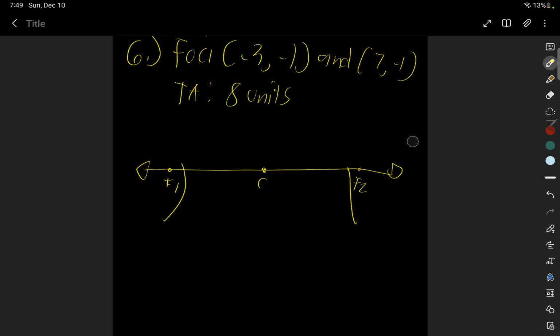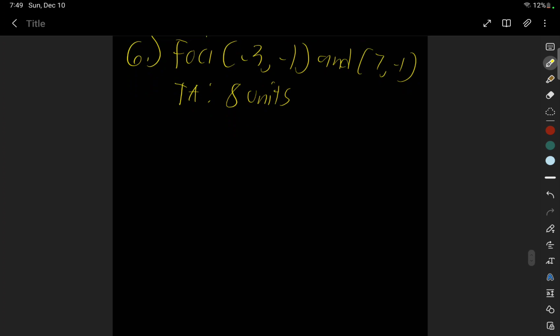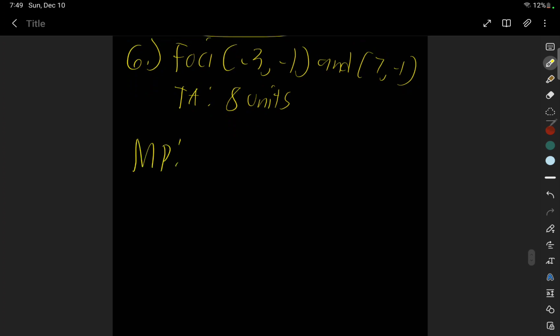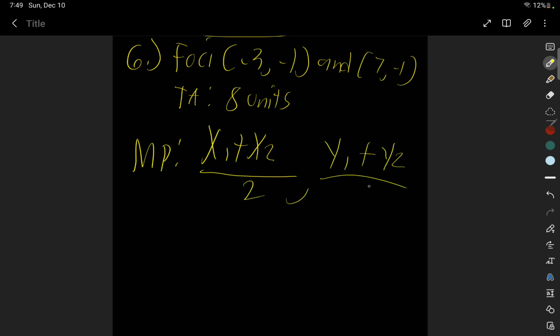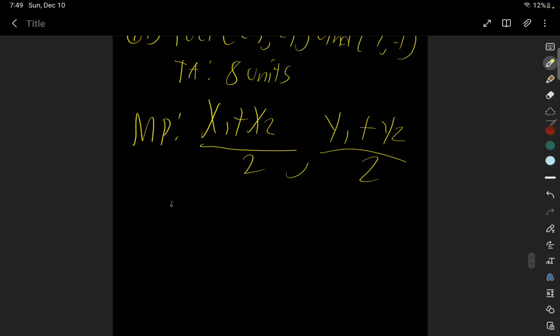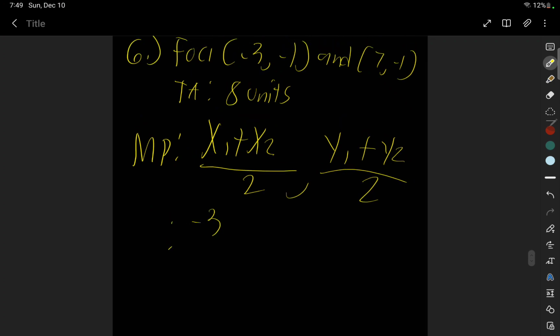Ibig sabihin, ang midpoint ng dalawang foci natin, which are (-3, -1) and (7, -1), ang midpoint niyan is the center. Okay? What is the midpoint formula? The midpoint is (x1 + x2)/2, (y1 + y2)/2. So, midpoint natin: x1, negative 3 plus 7 divided by 2, y1, negative 1 plus negative 1 divided by 2.